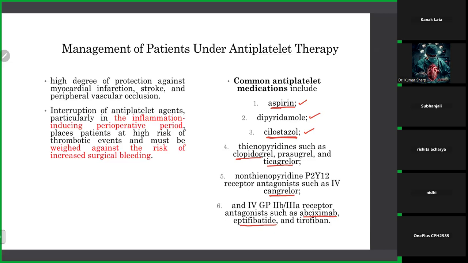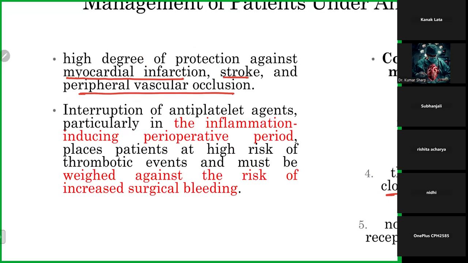We have combinations of these antiplatelet medications which are used in the form of dual antiplatelet therapies, and we'll begin classifying them and managing them one by one. First, what is the importance? These antiplatelet therapies provide a high degree of protection against myocardial infarction, stroke, and peripheral vascular occlusion. If you interrupt these antiplatelet agents, particularly in the inflammation-inducing perioperative period, you are placing the patients at a higher risk of thrombotic events, and you must weigh that risk against the risk of increased surgical bleeding, which you are going to face.